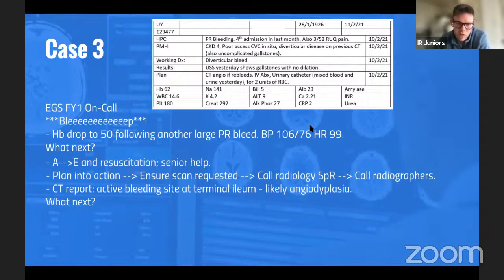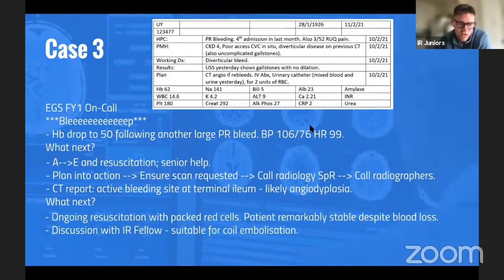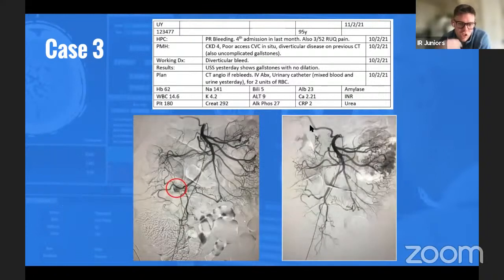So we got a CT scan, as I said, chatted to the radiology registrar and then called the CT radiographers to get the patient down. There was active bleeding, and then what next? So we've now got active bleeding at the terminal ileum, and we're obviously in the IR section of this talk, but the next step was to transfuse the patient, but have a chat with the IR fellow to see if the patient could go for an embolization of this active bleeding site, which again would necessitate more contrast, but could potentially save the patient's life because they were bleeding.